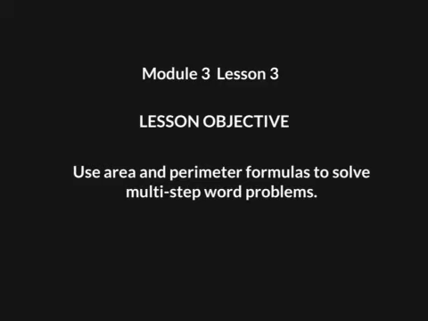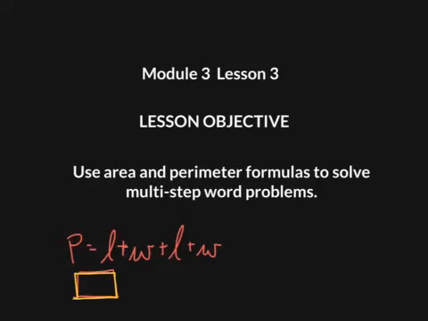Just as a quick review, we talked about perimeter in class. That is the distance around the outside edge of the shape. We solve this by adding up the length plus the width plus the length plus the width. That's if it is a rectangle.